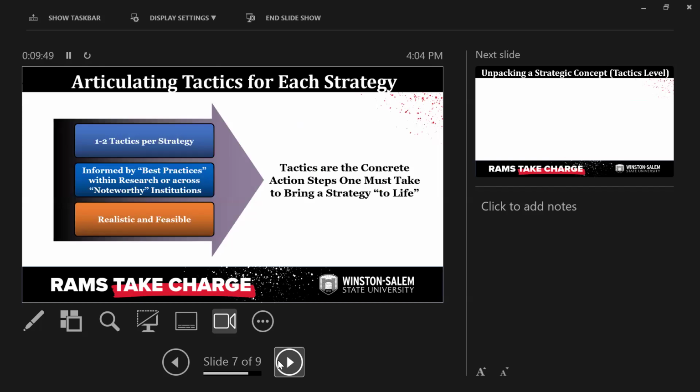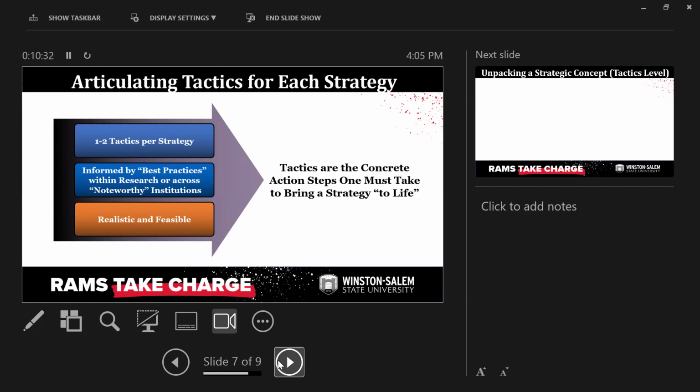Now let's transition very quickly to the tactics, because once you've written a smart strategy, now you have to have actionable items, the concrete steps that we would take to bring that strategy to life. So what I'm asking you to do is to write or construct 1 to 2 tactics per strategy. Where possible, those tactics should be driven by best practice, what we know works in the research literature, what we know works at other noteworthy peer institutions, things that we should be able to execute to bring that strategy to life. Finally, that tactic should be realistic and feasible.